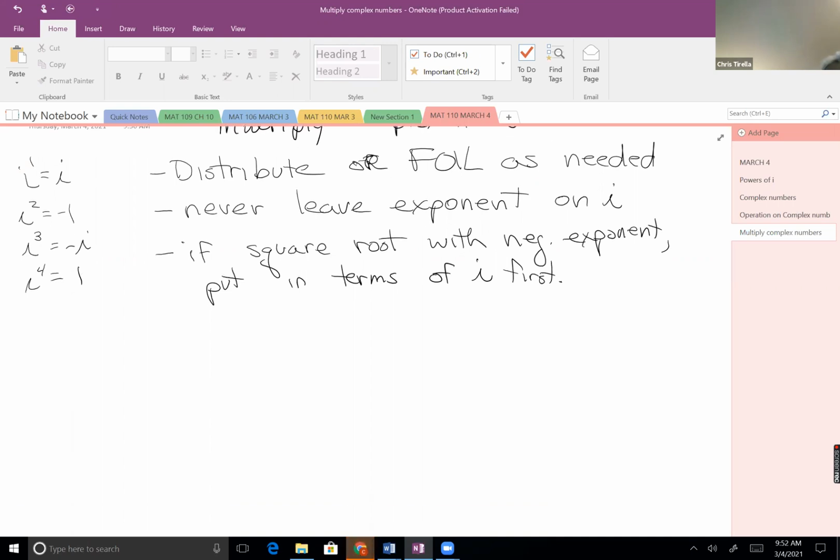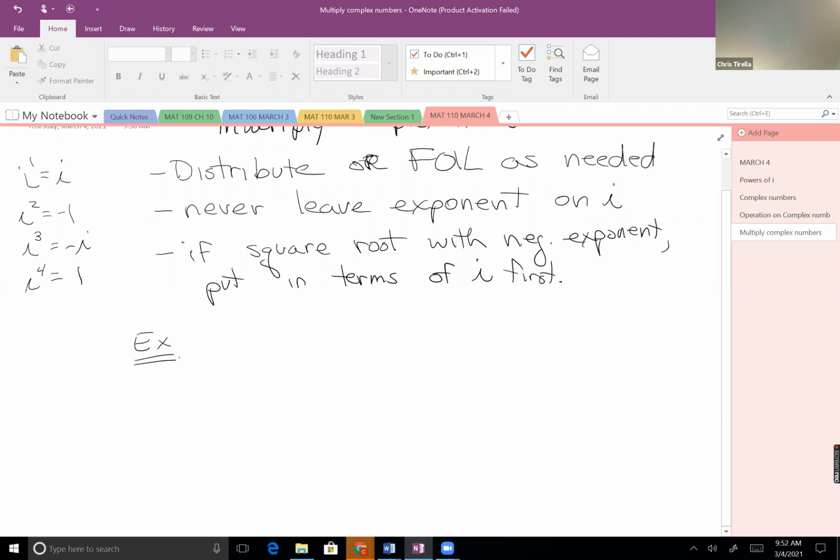And if we do have an expression with square roots containing a negative radicand, it's very important that we put them in terms of i first. Otherwise, you'll get the wrong answer. So let's look at some examples.